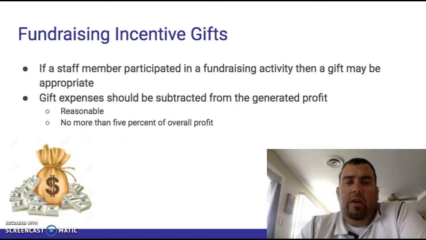Fundraising incentive gifts: again, if a staff member has participated in a fundraising activity, then a gift may be appropriate. If you're a sophomore class sponsor and your sophomore class does a fundraiser, and all the kids that participated and worked hard in the fundraiser get a t-shirt, it doesn't hurt to reward the staff member with the same t-shirt. Gifts or expenses should be subtracted from the general profit. So if you're giving all those kids t-shirts, you need to subtract the amount you're spending on t-shirts from the amount that you actually made from the fundraiser.